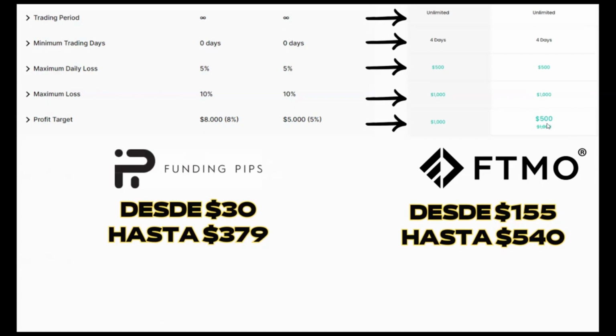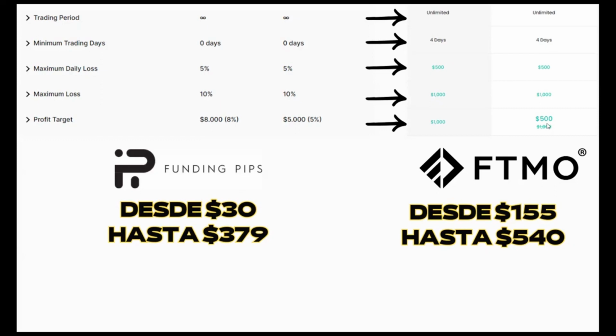Well, this is the price comparison, but there are some other things that make one company different from the other. And what happens is that in FUNDINGPIP, we can request our first withdrawal every 5 working days. That is, we only have to wait a week to make our withdrawal when we are already in the funded phase. Instead, in FTMO, we must wait 14 days to request our first withdrawal.